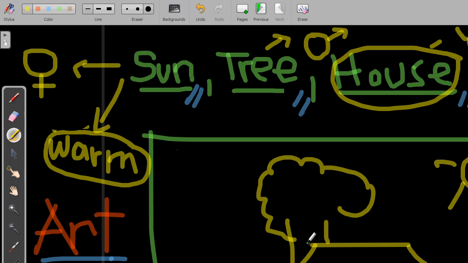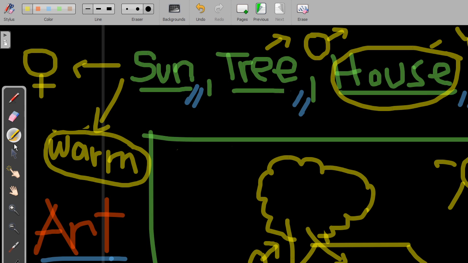So the interpretation is that if the tree is close to the house, then you are closer to your father. If the sun is farther from the house, then you can still be close with your mother. However, the father is closer to you.